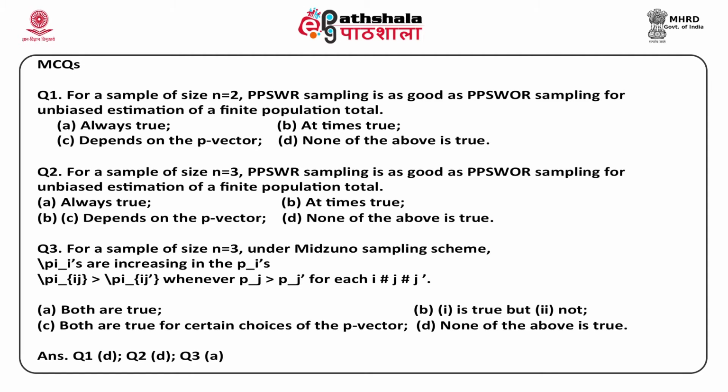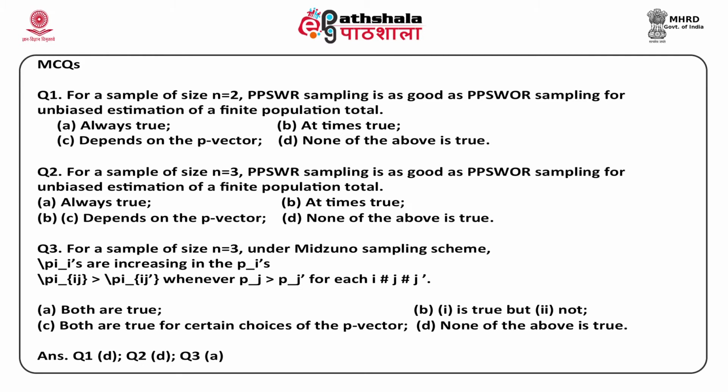Okay. The next one, when you do the computation, you can see very easily that, i being fixed, p j greater than p j prime implies, if and only if, in fact, pi ij is greater than pi ij prime. So, these are easy things to note. Therefore, the answer is both are true, whatever be the p vector. Okay, that is the answer. But the other two are a bit tricky, I mean interesting.